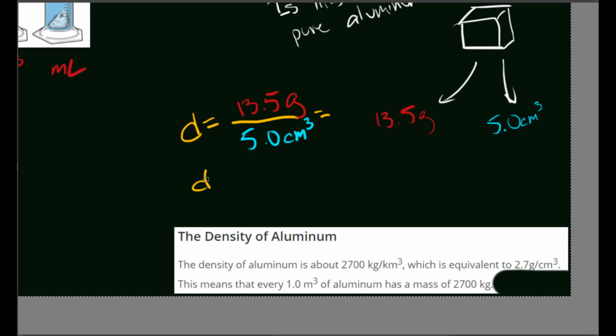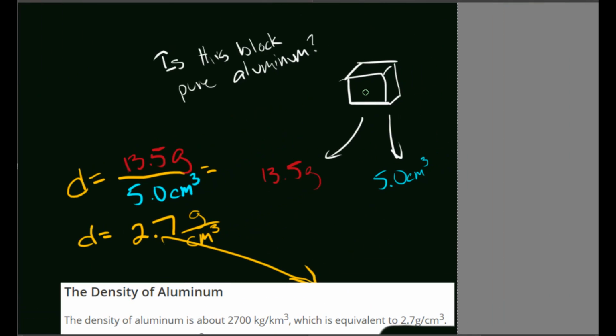But either way, density equals 2.7, right? We get the 2.7 from 13.5 divided by 5.0. And for our units, we still have to divide our units. So grams divided by centimeters cubed. So we get 2.7 grams per centimeter cubed. All right, so is this density the same as the actual density of aluminum? Yes. So this would be pure aluminum if we measured it.